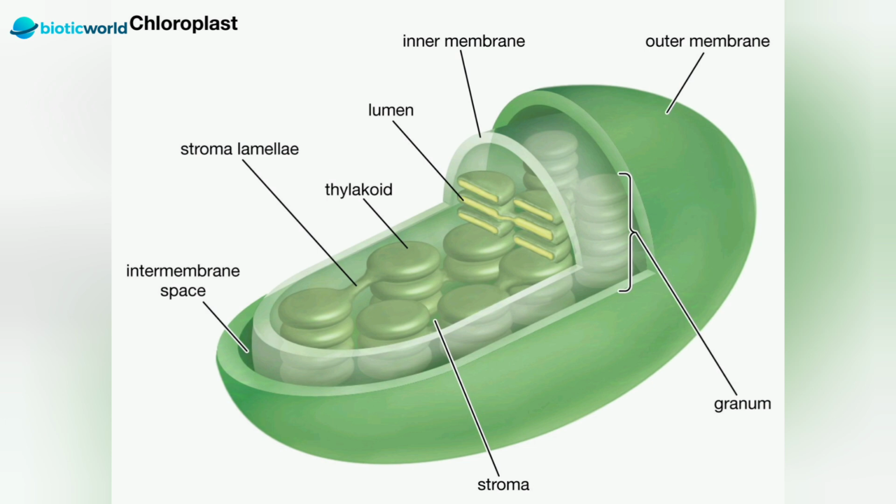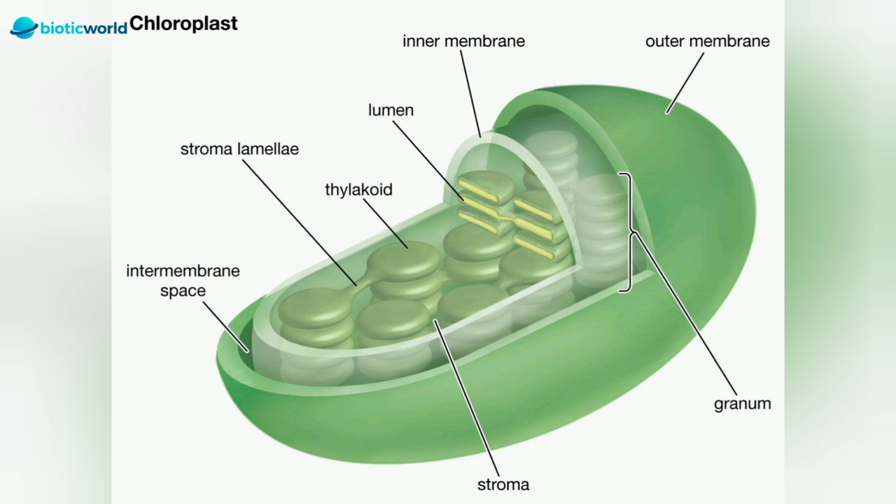Next is the thylakoid. Thylakoids are flat, disc-like membranes where light-dependent reactions take place. These are stacked into structures called grana and connected by lamellae. This arrangement maximizes surface area to capture sunlight efficiently.